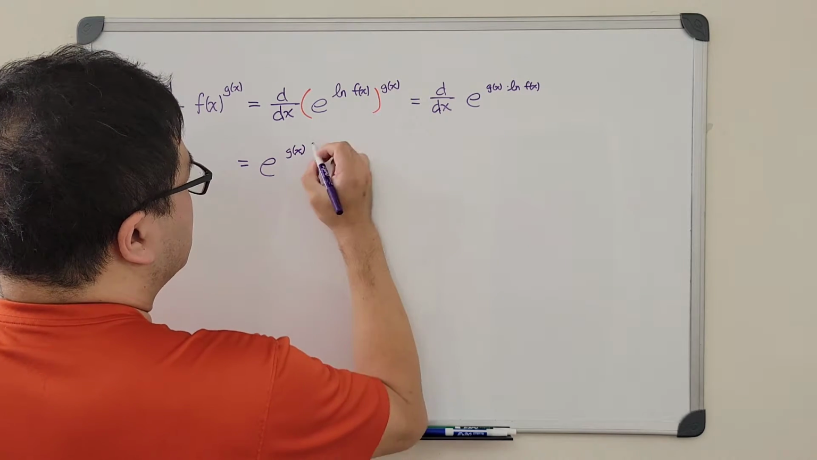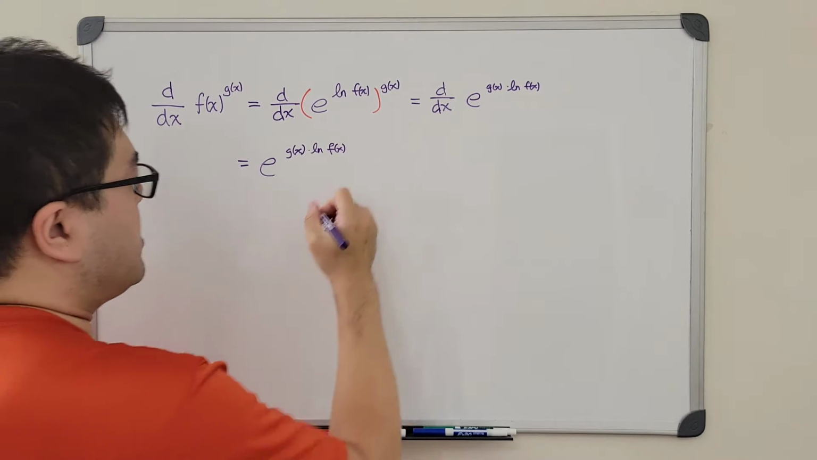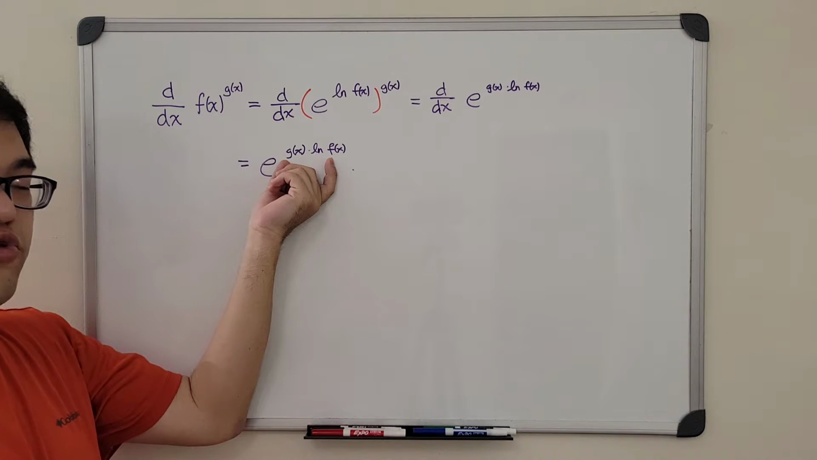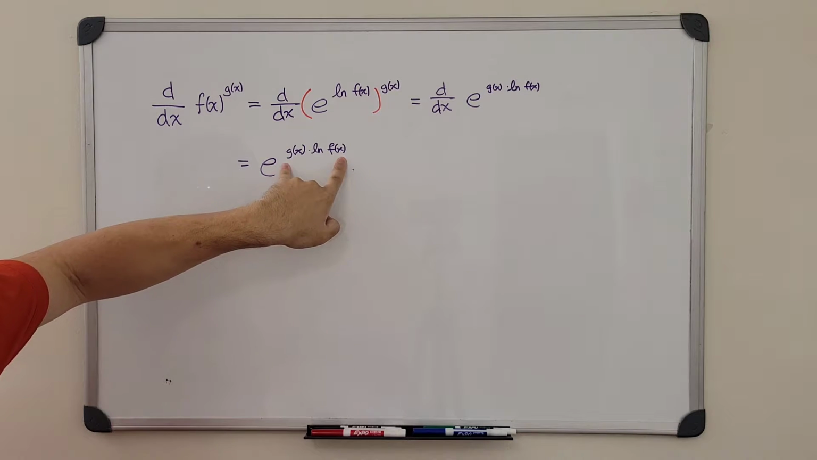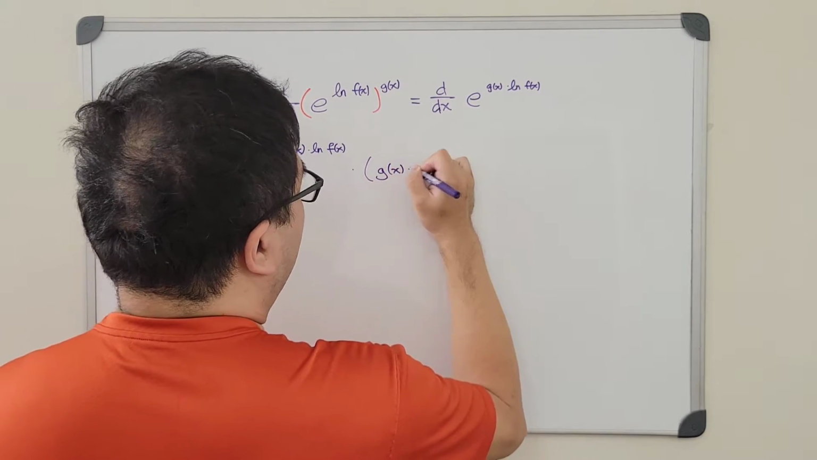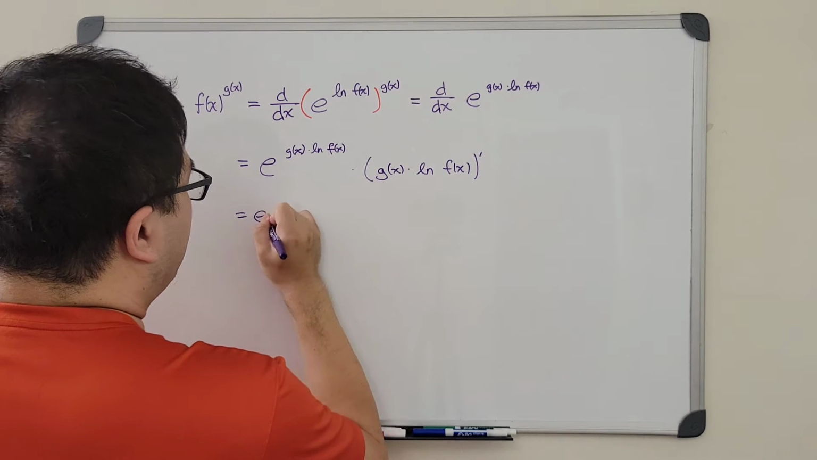So we get e to the g of x times ln of f of x power. And now, since we don't have x as our exponent, of course we need to use the chain rule to take the first derivative of the whole exponent, meaning we are going to take the derivative of g of x times ln of f of x. Great. So let's figure it out.